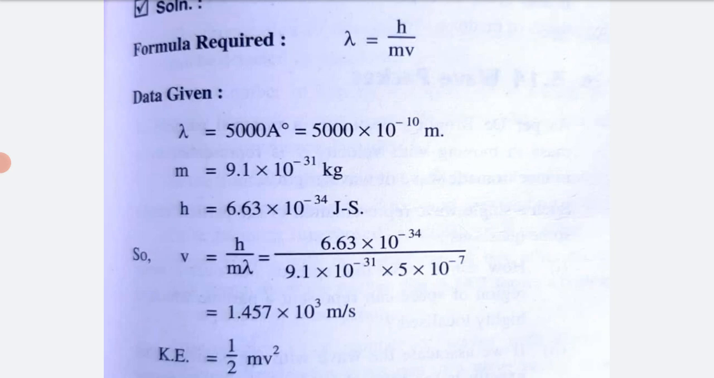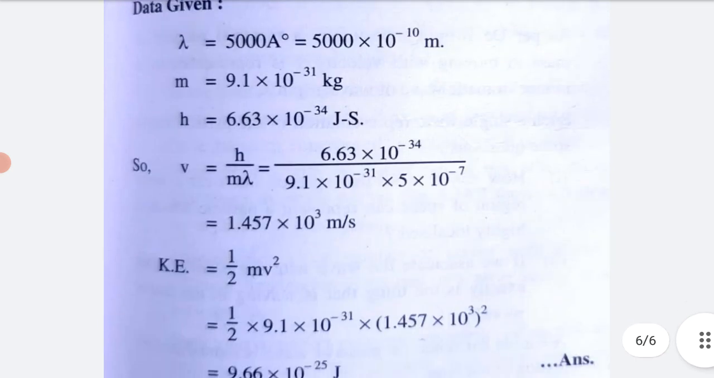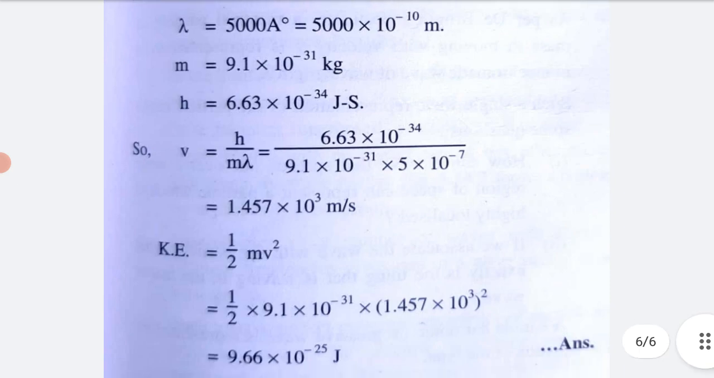Then kinetic energy is equal to 1/2 mv square, which is 1/2 into 9.1 into 10 raised to minus 31 into (1.457 into 10 raised to 3) bracket square. Then kinetic energy is 9.66 into 10 raised to minus 25 joule.